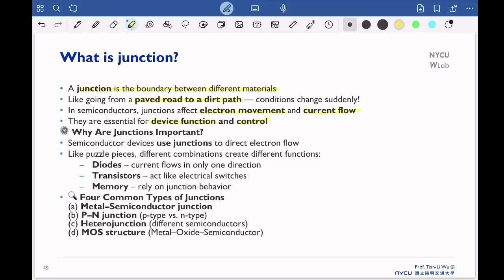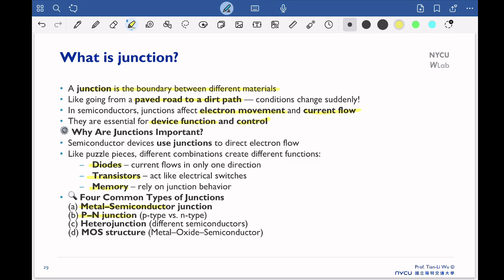A lot of the semiconductor device properties are mainly dominated by their junction characteristics, for example the diodes, the transistors, and the memory. And there are 4 important types of junctions in semiconductors, which we will start to talk about. The first one is metal semiconductor. We put a piece of metal on top of the semiconductor, and we are curious about the transport characteristics between the metal and semiconductor, because these are 2 different materials, so something must happen in between.